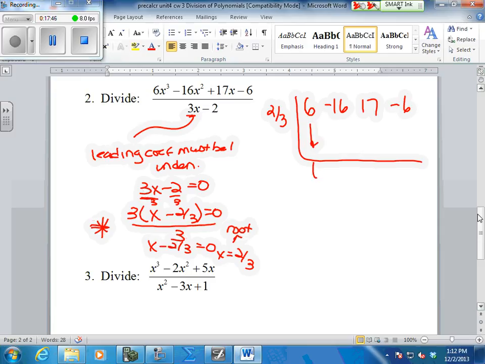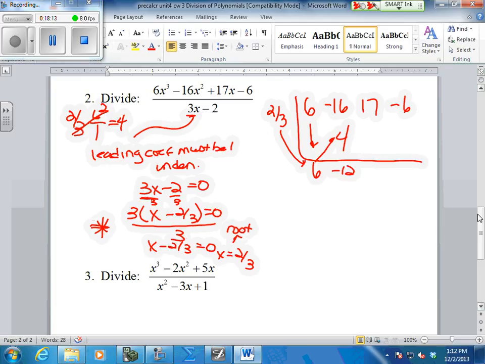So watch. We bring down the 6. And what's our next step? To multiply. So I say 2/3 times 6. So therefore, that comes out. And what do I get? 2 times 2? 4. 4. I multiply. It goes here. 4. Not a problem with my fraction. So I add down. What do I get?